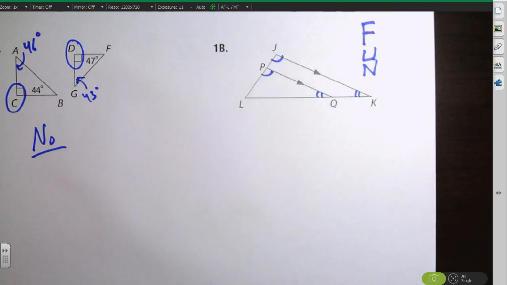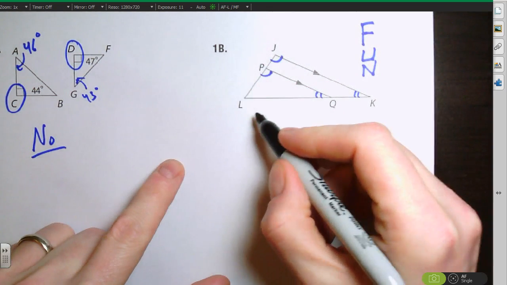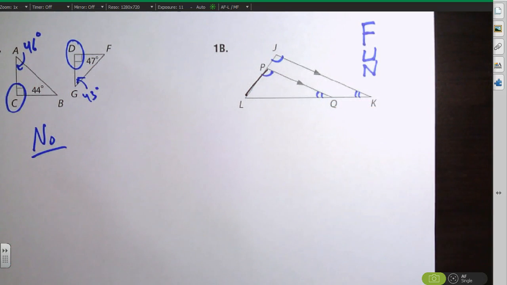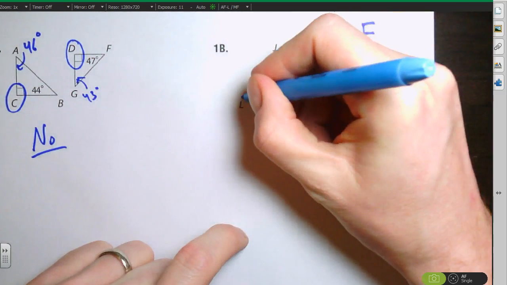Now, the tricky part about 1B, though, is sorting out the triangles because they're actually overlapping. You have triangle PLQ, and I'm actually going to do it with highlighter. Let me highlight that guy. PLQ.